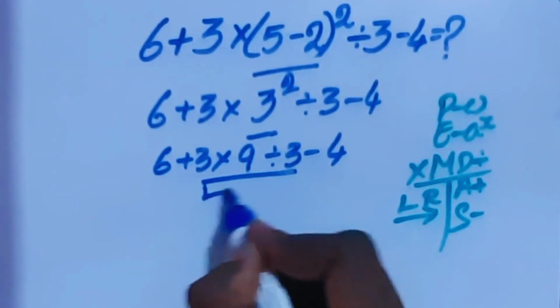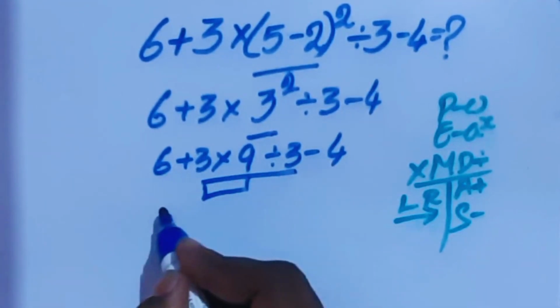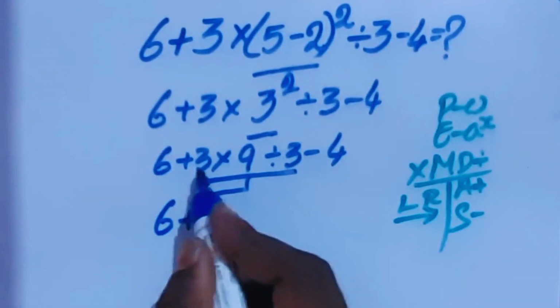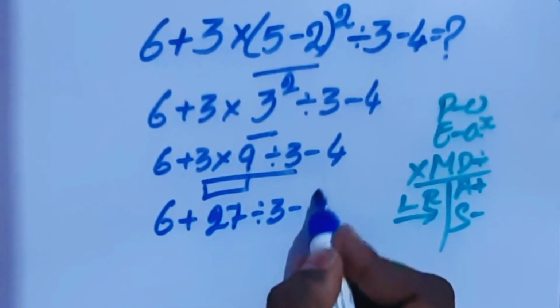Here left to right is 3 times 9. So we have to do this 3 times 9 before any other operation. So 6 plus 3 times 9 is 27, divided by 3 minus 4.